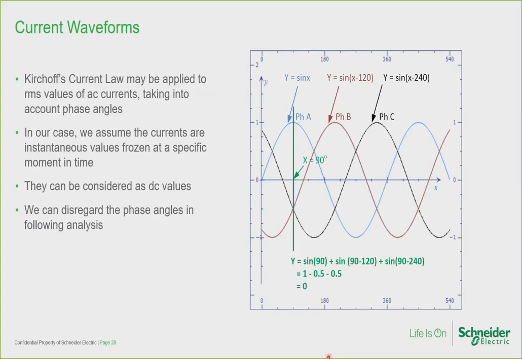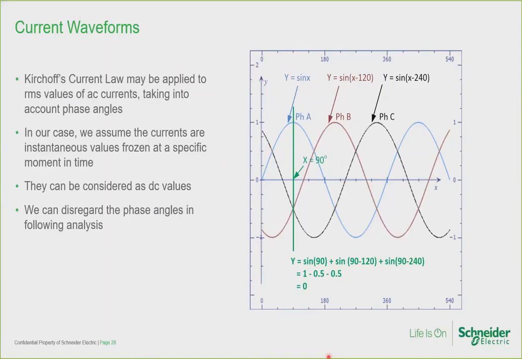Kirchhoff's current law may be applied to RMS values of AC currents, taking into account phase angles. In our case, we assume the currents are instantaneous values frozen at a specific moment in time. Hence, they can be considered as DC values. We can then disregard the phase angles in the following analysis, just to make it simpler. If you will recall from the Part 1 ground fault protection presentation, 3 sine waves of equal magnitude phase shifted by 120 degrees, as shown here, will sum to 0 at any point in time along the x-axis.